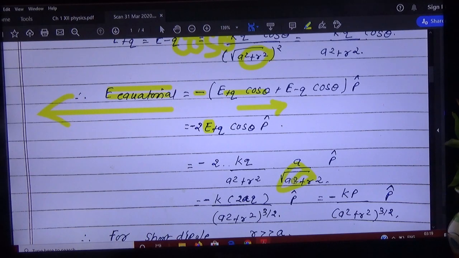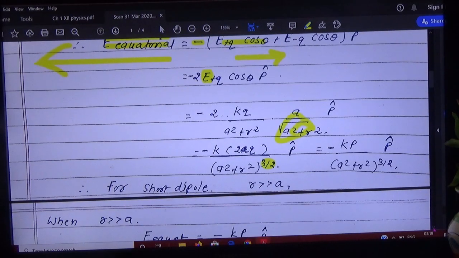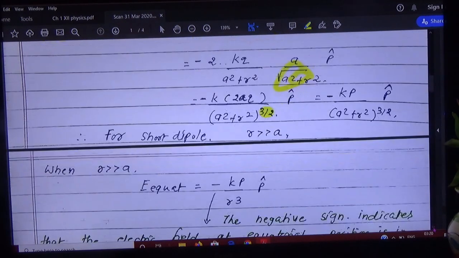So it's a bit of mathematics there. Here the power is 1, here the power is 1 by 2. So 1 plus 1 by 2, the answer here in the denominator becomes 3 by 2. And don't forget to write this p at the end. So ultimately it's minus kp divided by a square plus r square whole raised to 3 by 2.